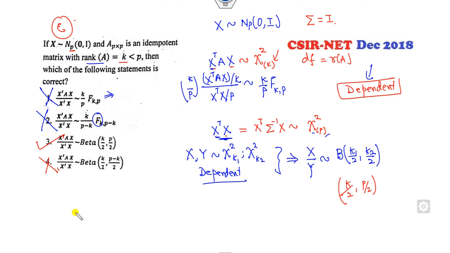There is one thing you all know: if they are dependent, then it again follows the beta distribution with the parameters being the degrees of freedom of the numerator and the degrees of freedom of the denominator. Again they are supposed to be independent, but here that is not given, so the right answer is C, the correct option.